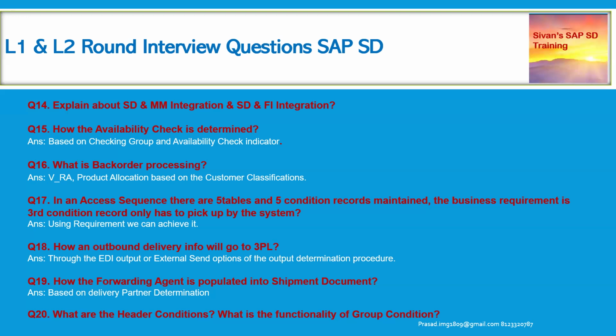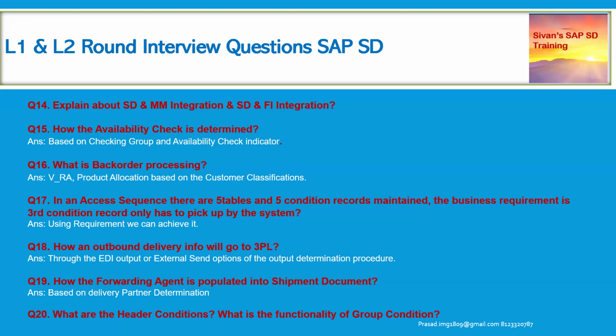We can determine the forwarding agent at sales order level, or else we can do it at delivery partner determination level. The way we do the partner determination procedure for the sales order, the similar way we can also perform the partner determination rule for the delivery document, so that from the outbound delivery, the same forwarding agent will be carried over to the shipment document, that is transaction code VT01.